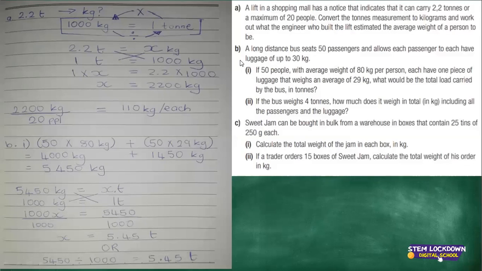Then on to question 2, which is B. A long distance bus seats 50 passengers and allows each passenger to have luggage of up to 30 kilograms. If 50 people with an average weight of 80 kilograms per person each have one piece of luggage that weighs an average of 29 kilograms, what would be the total load carried by the bus in tons?